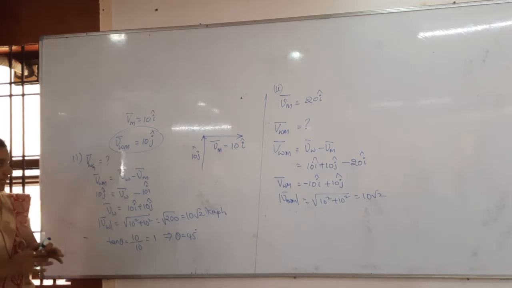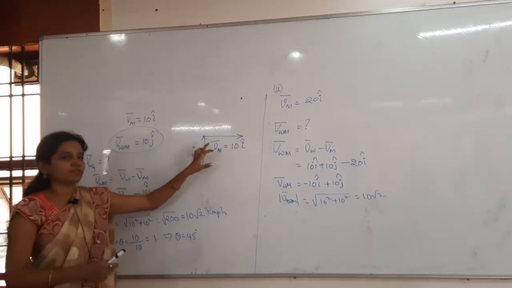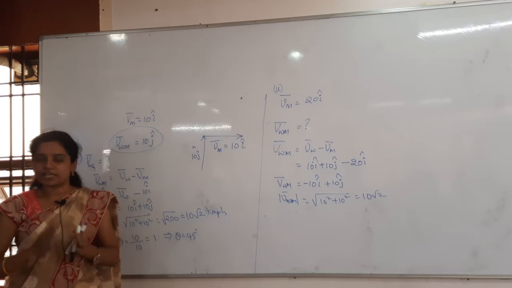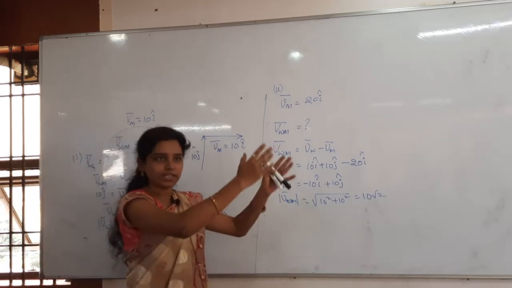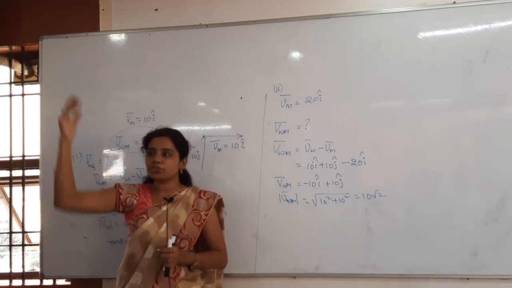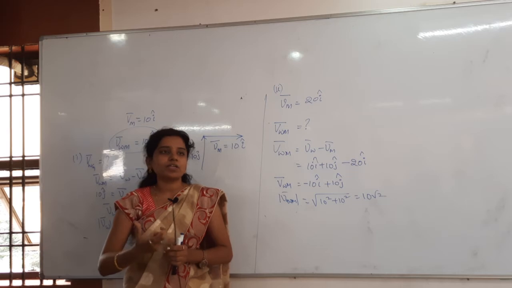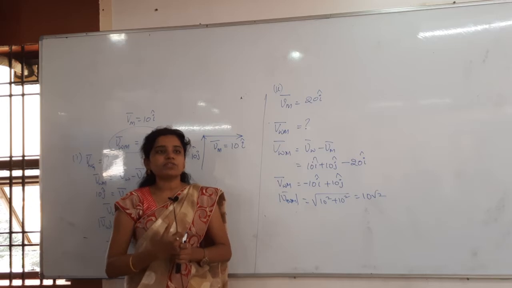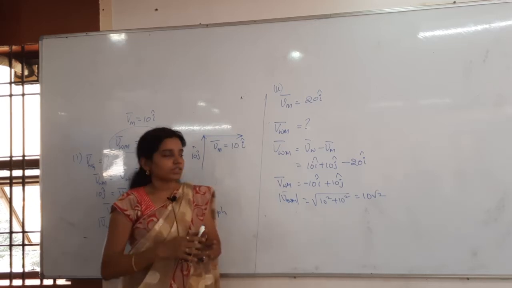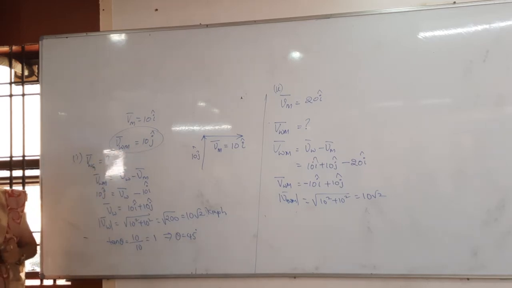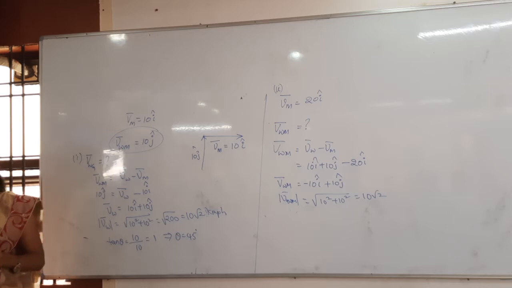Clear? So first listen again. Initially the man was moving with what speed? 10 i cap, which is 10 kilometers per hour in the east direction. For example, I am only moving in this direction, the east direction. Then what I am feeling is that the wind is coming from the ground floor to the top floor. I am feeling a relative velocity. I am observing that relative velocity. Relative velocity of whom? Wind with respect to me. So the velocity of the wind with respect to the man is how much? 10 j cap. Why? Because it is coming from south to north, along the positive y axis. So I have taken 10 j cap.